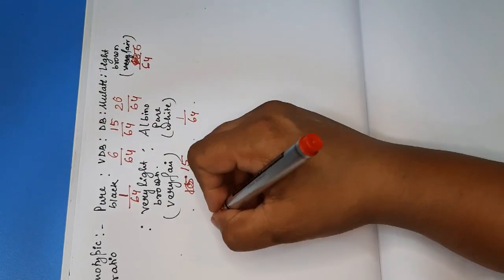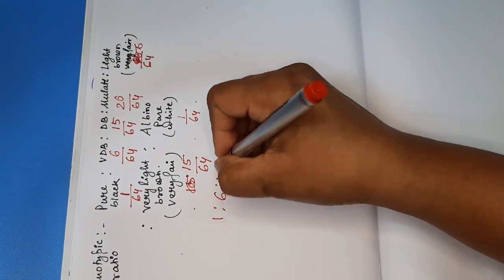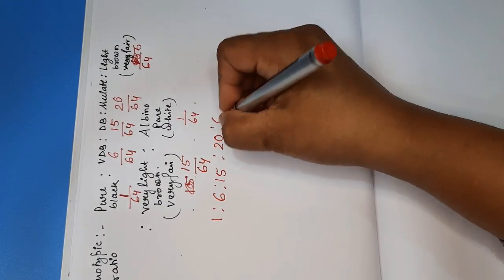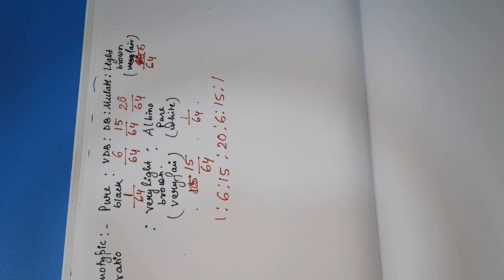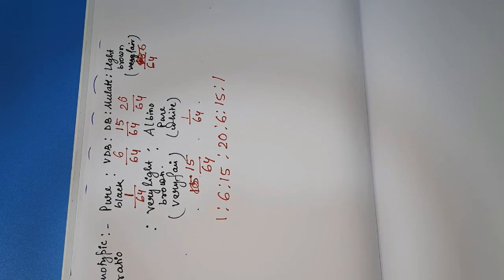The ratio will be 1:6:15:20:15:6:1, if you take the denominator out to be common, that is 64. The cross may confuse you a little bit, but try to have patience and try to work out the cross the way that I have told you.